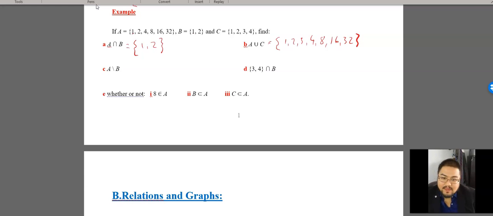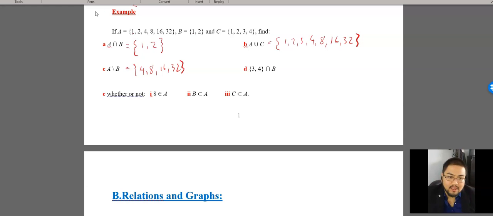For the next one, we're looking at the excluding. So everything in A, excluding everything that you see in B. So we're going to write the elements 4, 8, 16, 32, because you want to exclude 1 and 2.